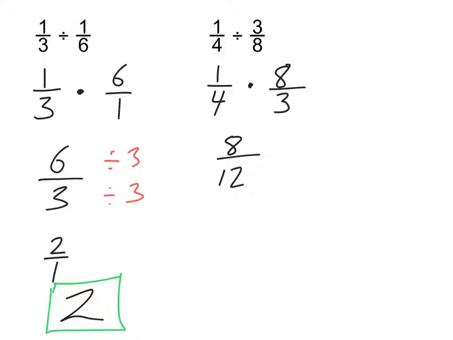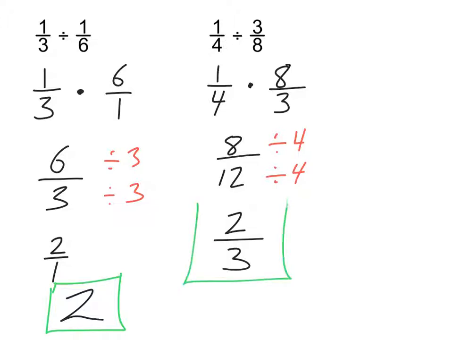And then look to reduce the answer. What can I divide both 8 and 12 by? 4, yeah. So I divide top and bottom by 4 here. 8 divided by 4 is 2. 12 divided by 4 is 3. 2/3. Does that reduce down any more past that? Nope. Therefore, that is my final answer. We are done there.